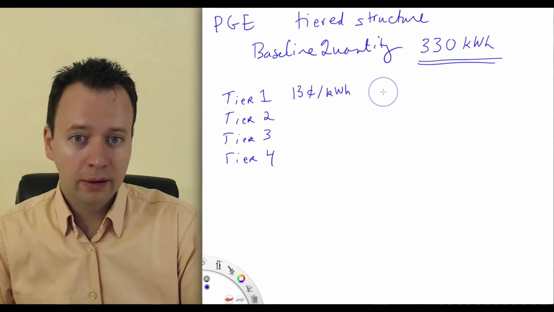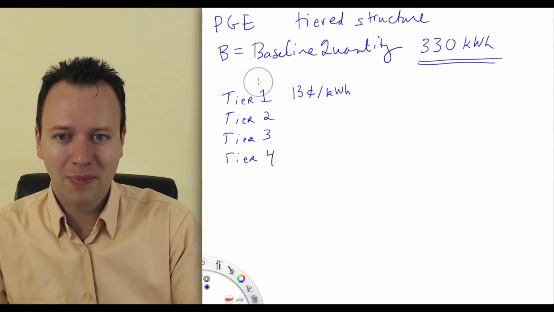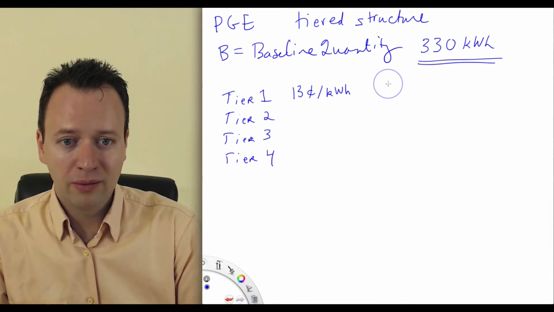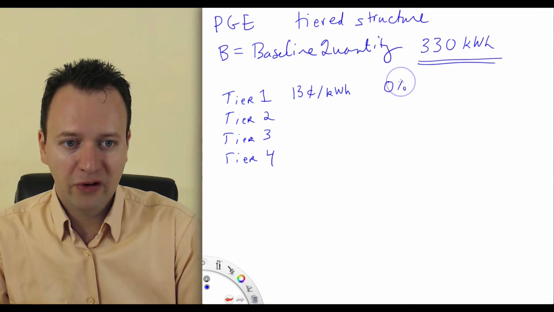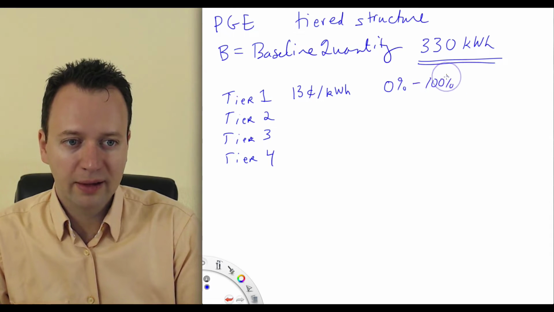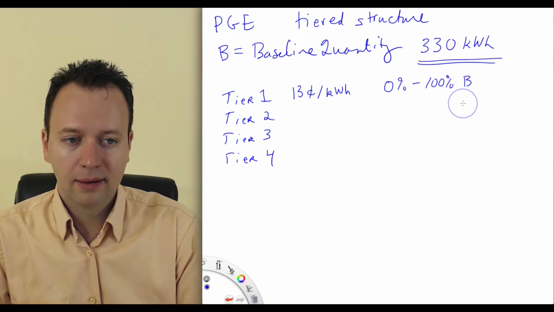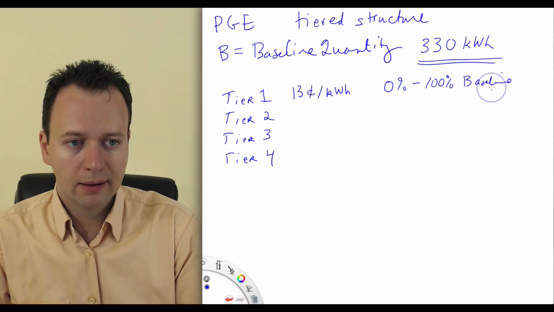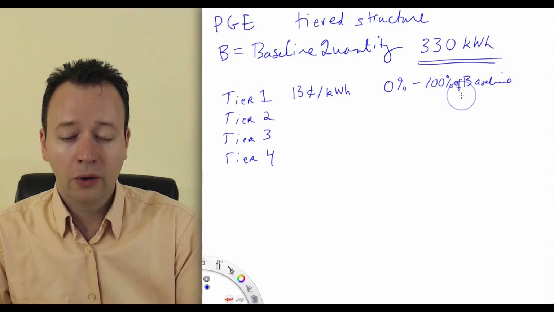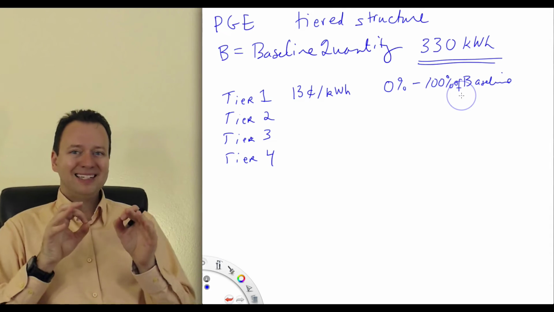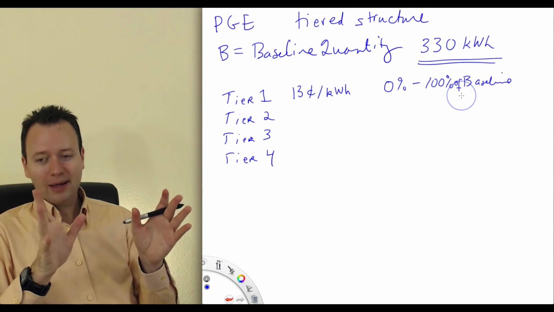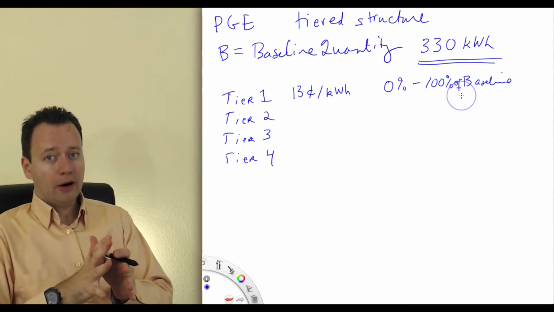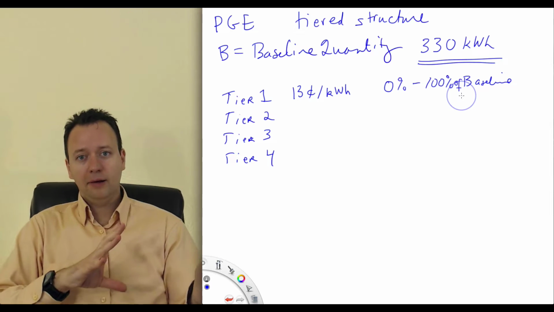And this is for, let's say B is the baseline quantity. I'll just use a variable. And this is if you're from 0% to 100% of B, let's say baseline. So if you use up to your baseline usage of, in my case, 330 kilowatt hours, I'm billed at 13 cents per kilowatt hour, up to 330 kilowatt hours.